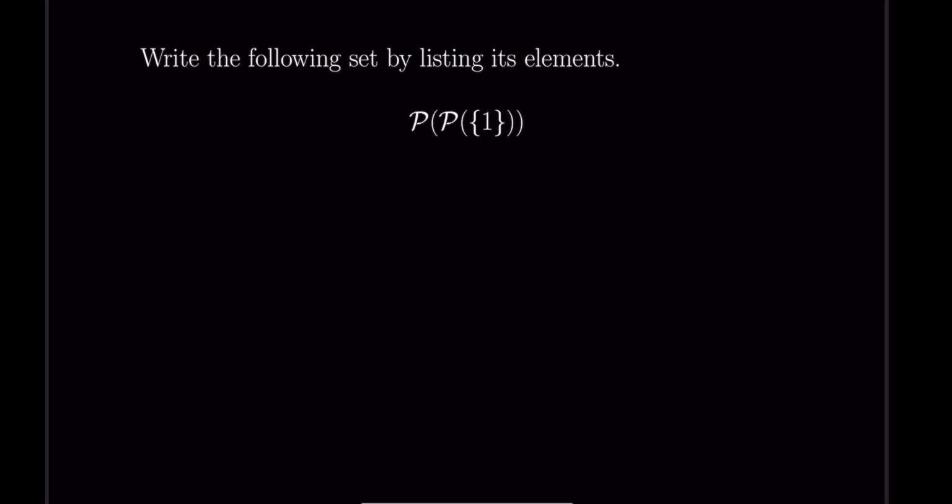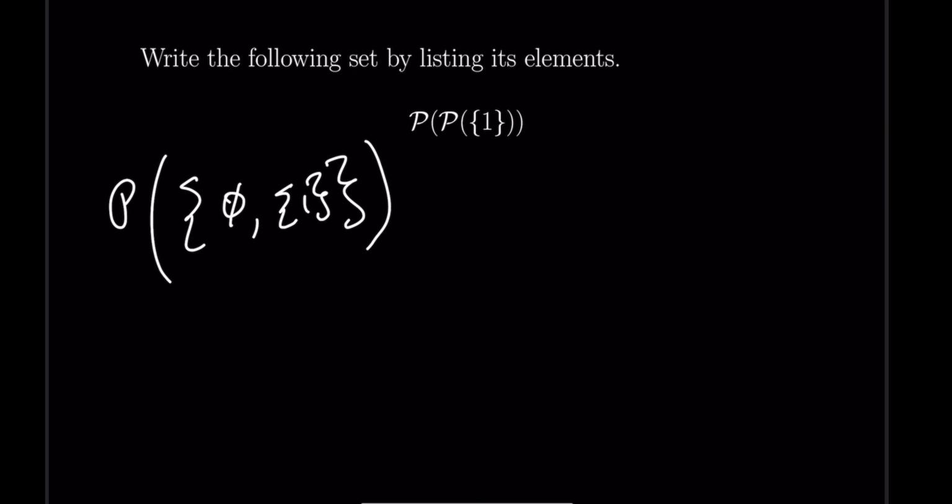Okay, so now we've got another interesting one. We're repeating the power set. We have the power set of the singleton 1. So let's work inside to outside. We'll start with the subsets of the singleton 1. Well, the empty set is always a subset, and then the set itself, the singleton 1, is also a subset. But now we're taking the power set of this 2-element set. This 2-element set has 2 different elements. One is the empty set and one is this singleton. So we should expect 4 elements.